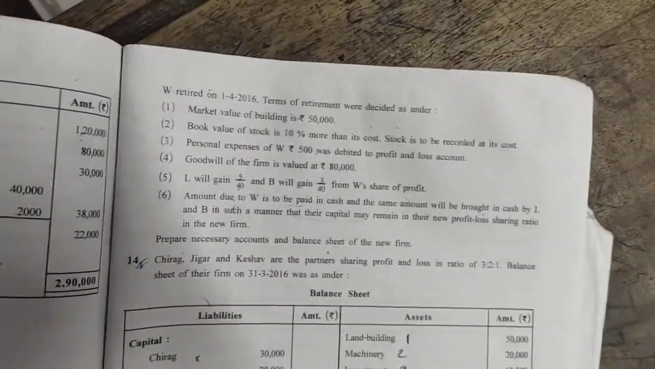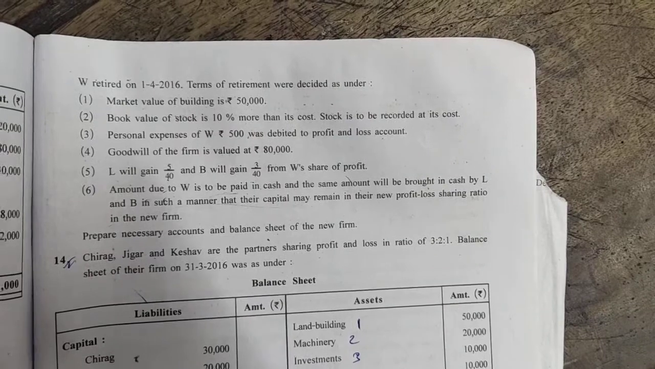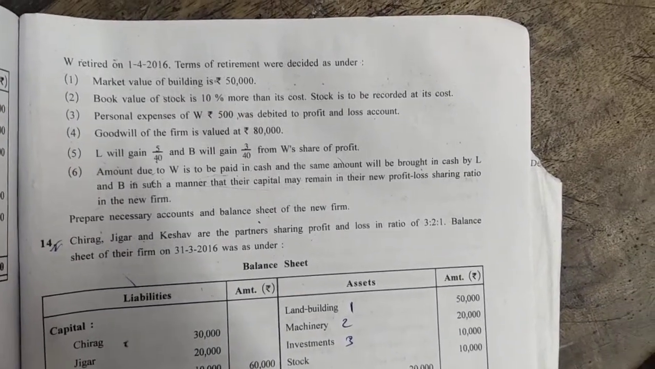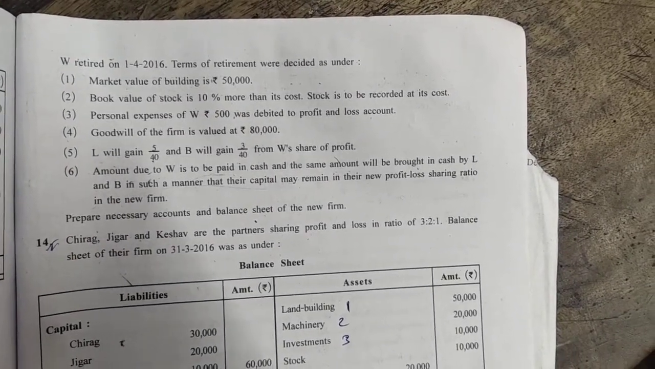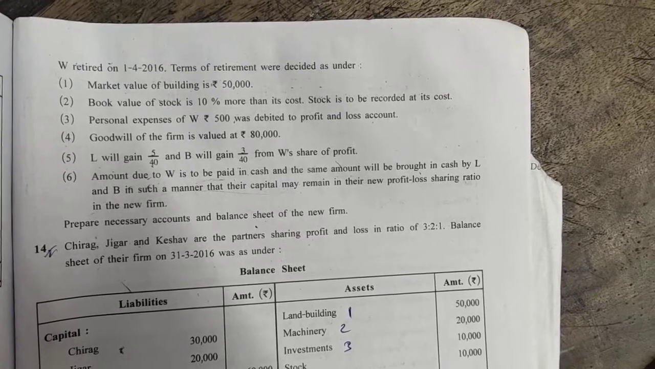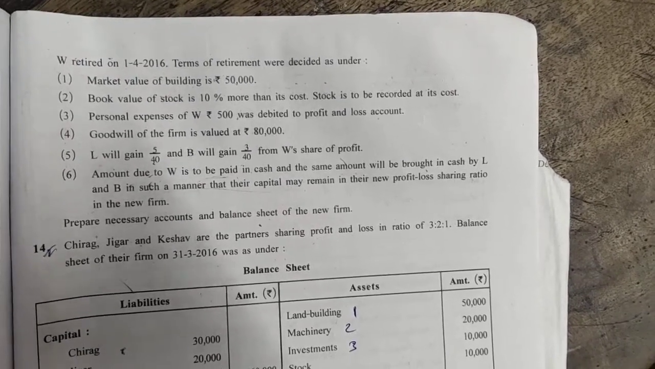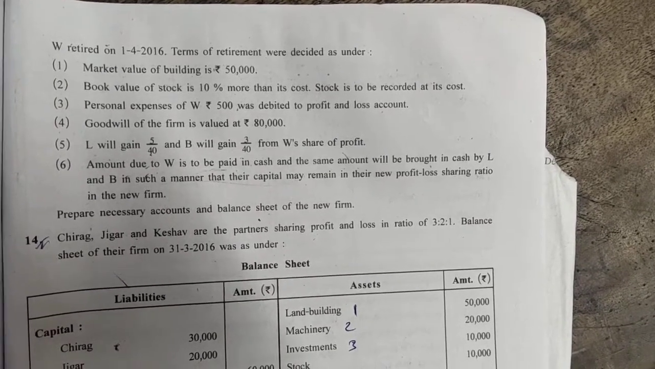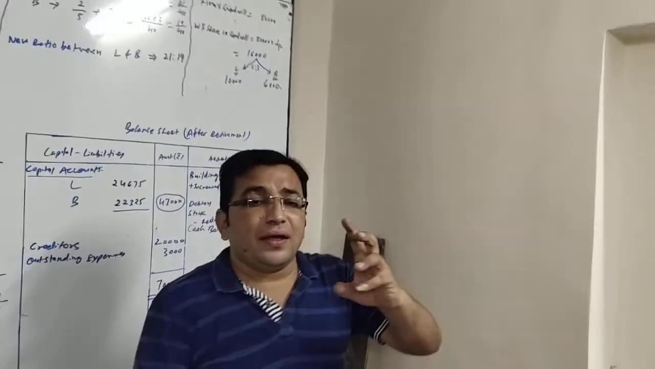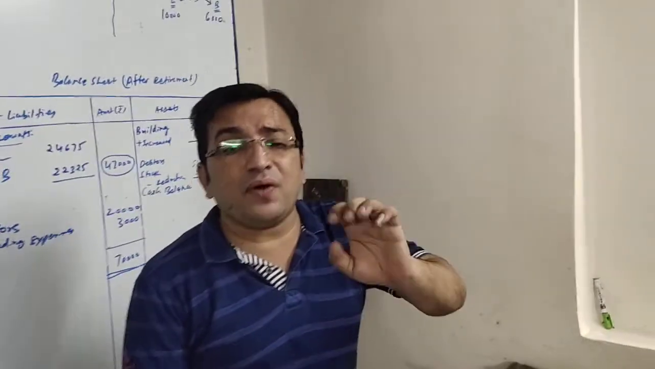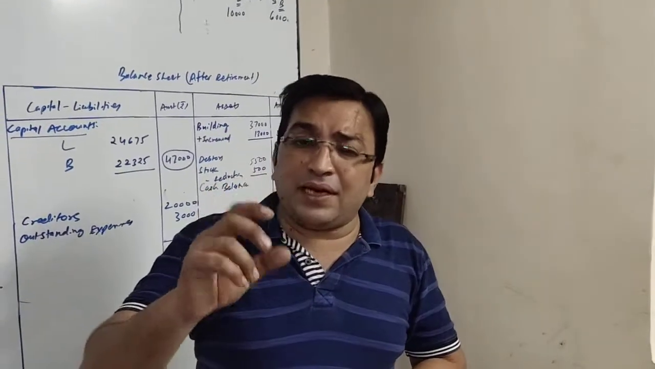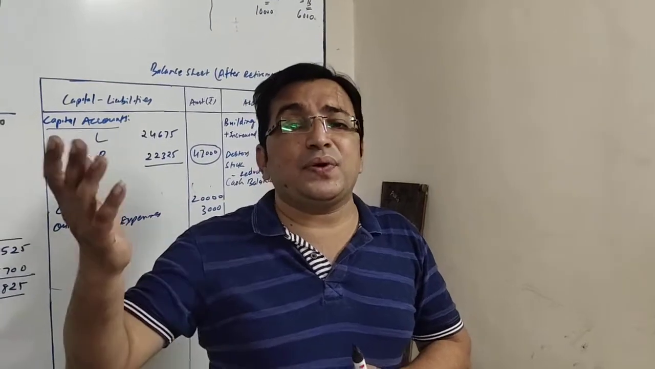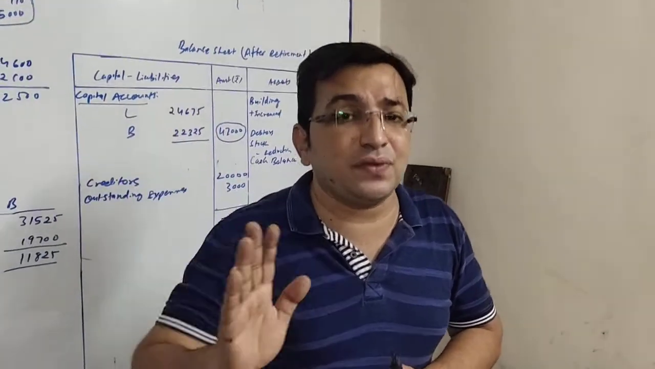We have already finished the balance sheet. Now we will take the adjustments one by one. The first adjustment says market value of building is 50,000. We have finished this adjustment. Second one says the book value of stock. We have just done that, so no need. Then the third adjustment says personal expense of W rupees 500 was debited to profit and loss account. It was W's personal expense, which was wrongly considered as the expense of the business.